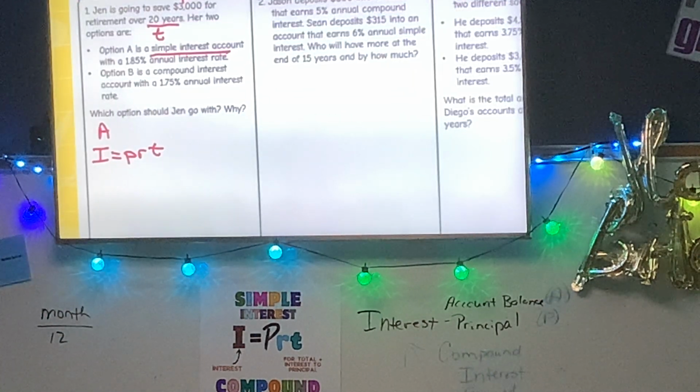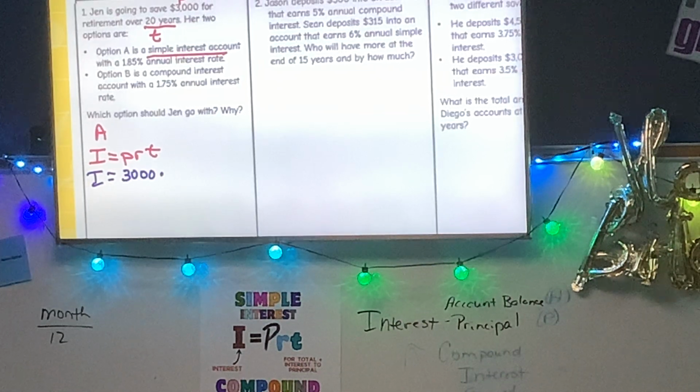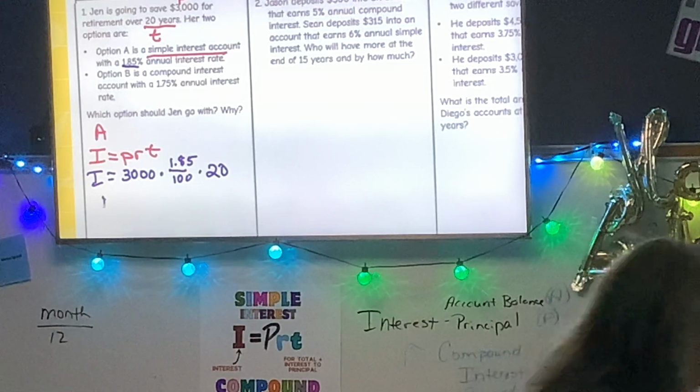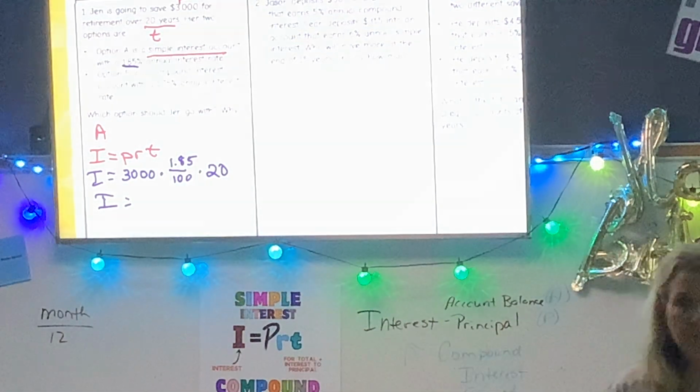Now, we've already been told that my P is 3,000. Your P is your starting amount. If you don't remember what P stands for, write it down: P, starting amount. My R is my rate, which is 1.85, because it says it right there. And my time is 20. I just go to a normal calculator and plug that in.